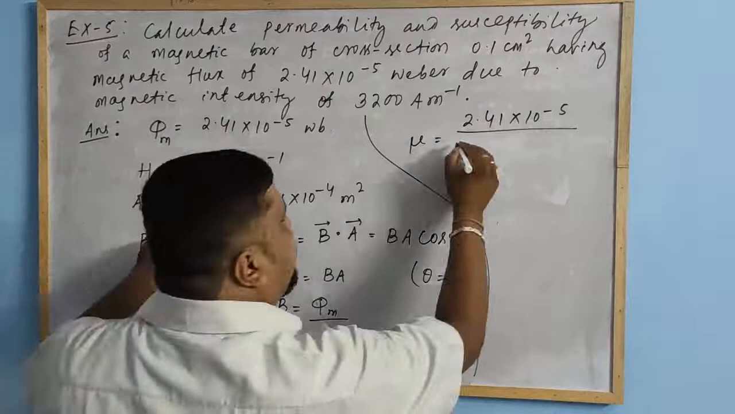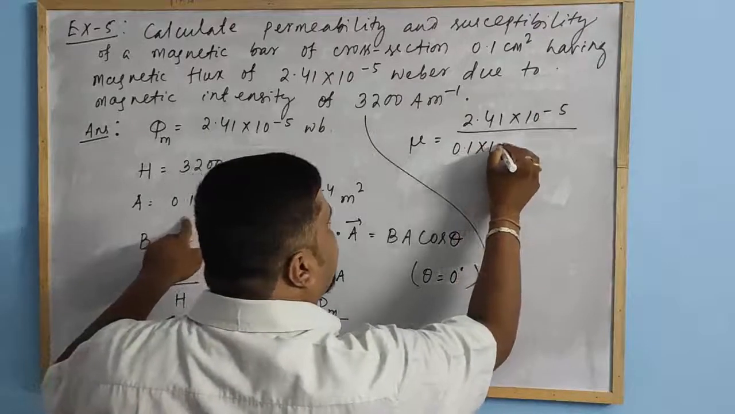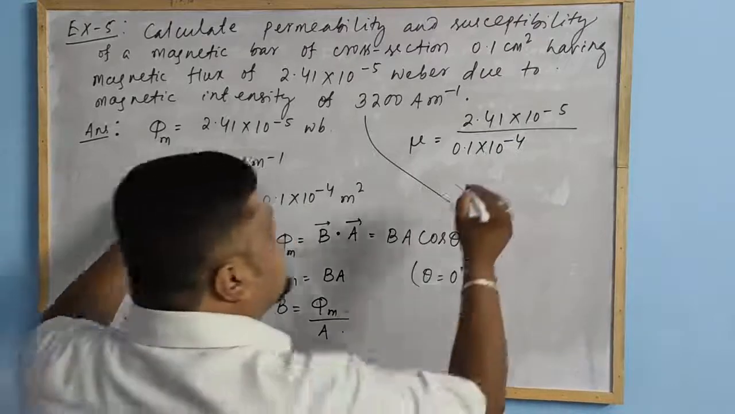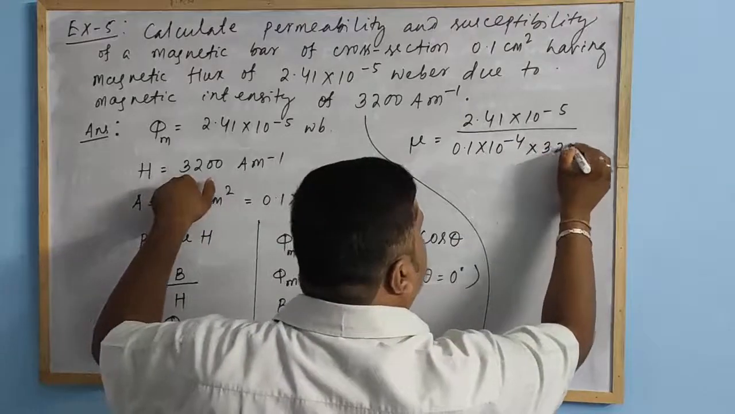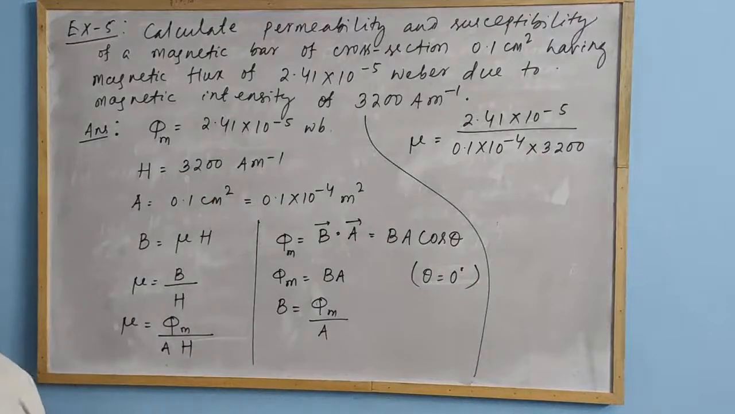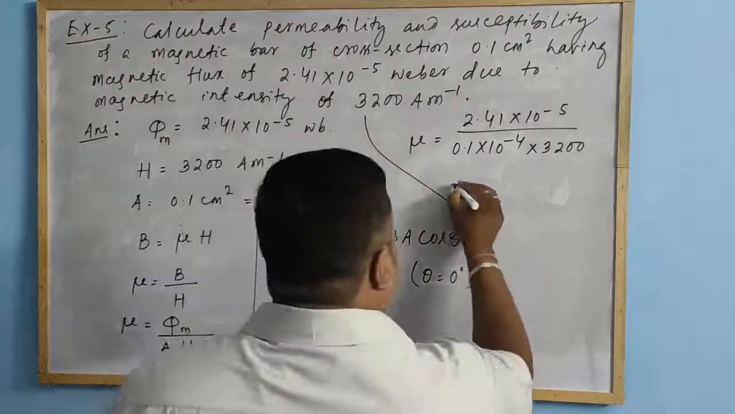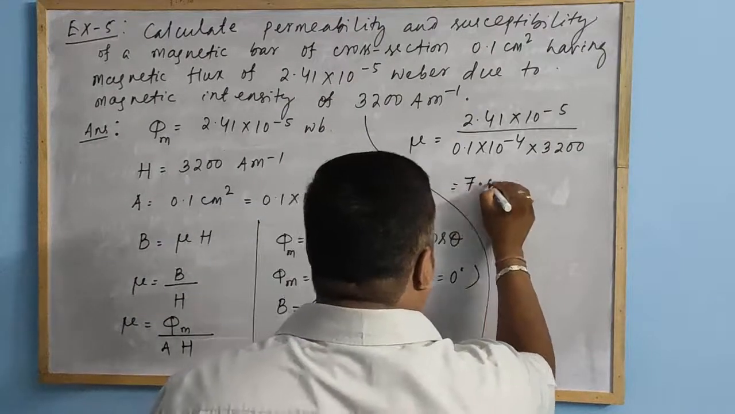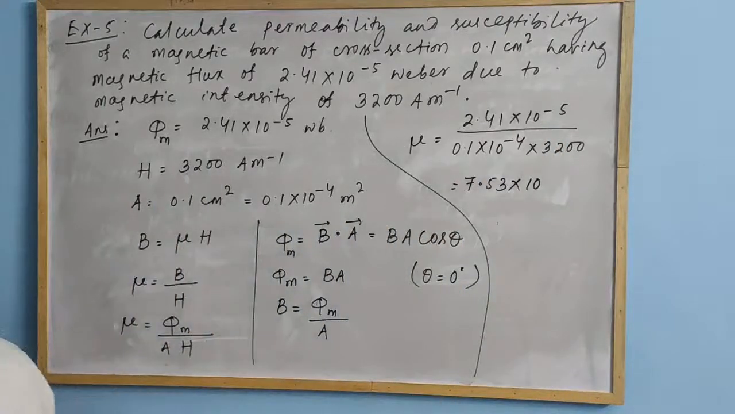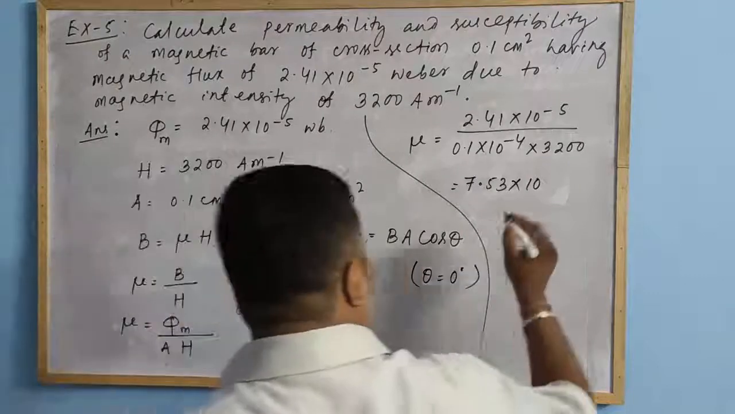Area 0.1 into 10 to the power minus 4, H 3200 ampere. The unit is what? Ampere meter inverse. So what you will get by solving this? I will get 7.53 into 10 to the power minus 4, after cancelling all these things.